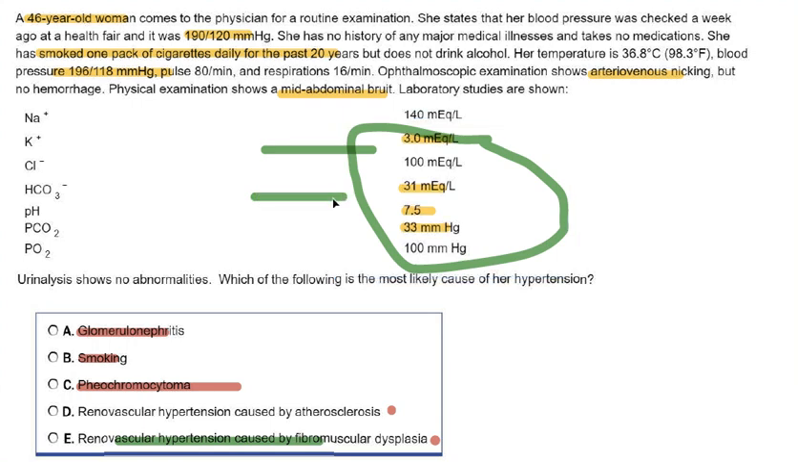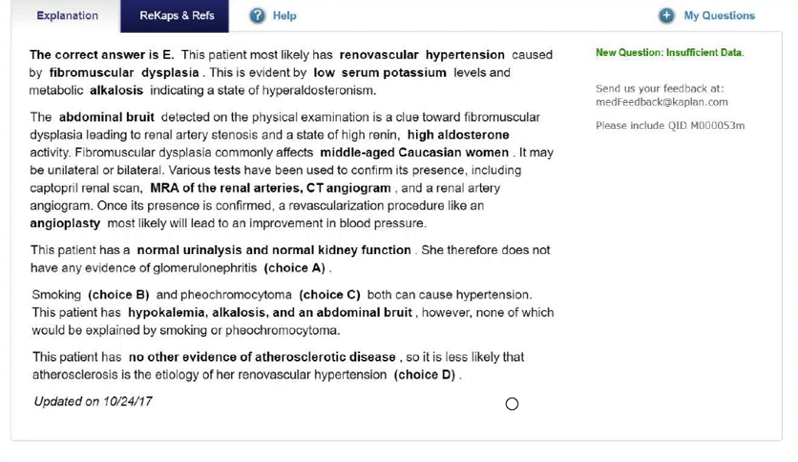So basically, when one hydrogen is excreted, one bicarbonate generates, and pH increases. So it's kind of metabolic alkalosis. Okay, so this is the fibromuscular dysplasia, the correct answer. So we can proceed towards the explanation.